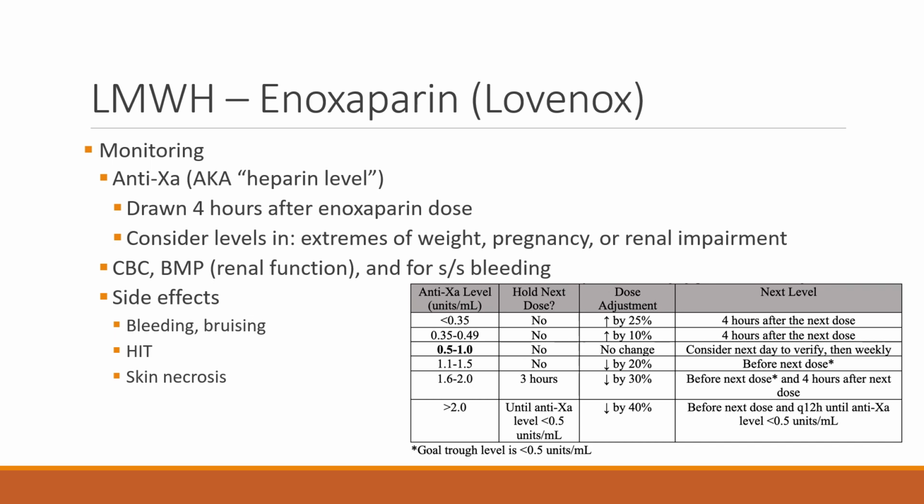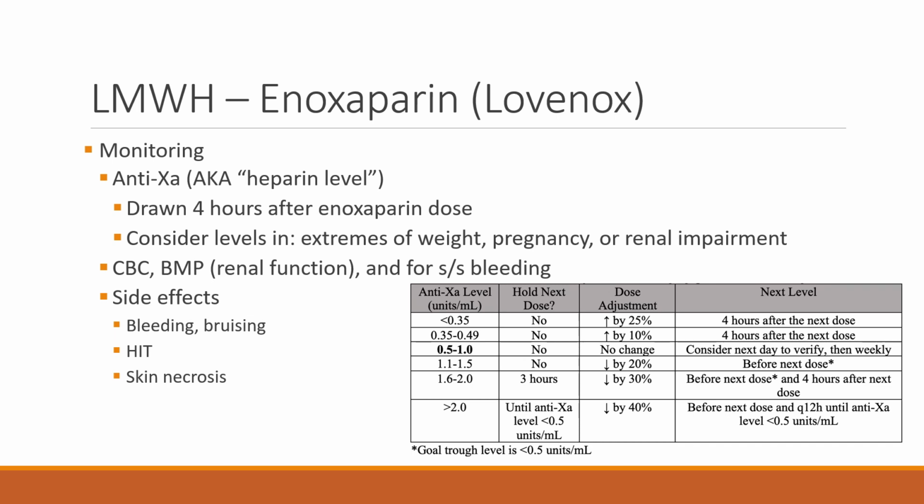And in patients that have extremes of weight, so if they're really tiny or they're morbidly obese, if they're pregnant, or if they have severe renal impairment, then these 10A levels are more reasonable. Usually we don't do this in all patients receiving Lovenox for VTE treatment. But it's important to know that if you see any of these patients with these risk factors, that you can draw these 10A levels to evaluate whether or not they're in a therapeutic range. So other things you would be looking for would be a CBC, of course their renal function.